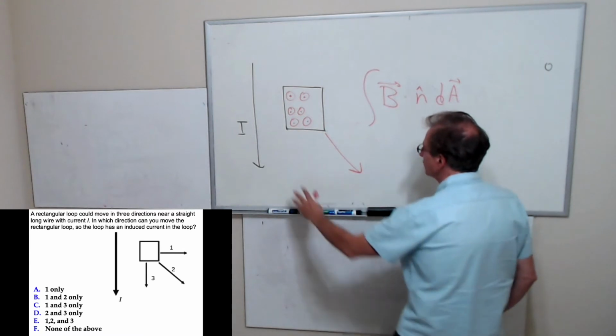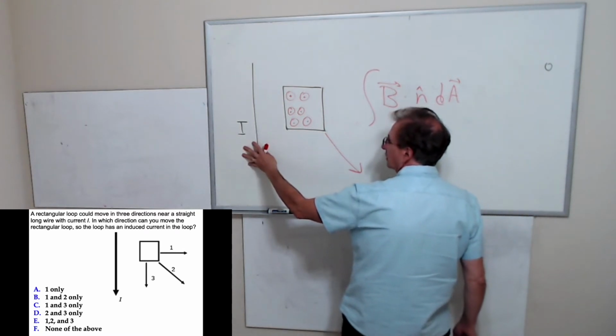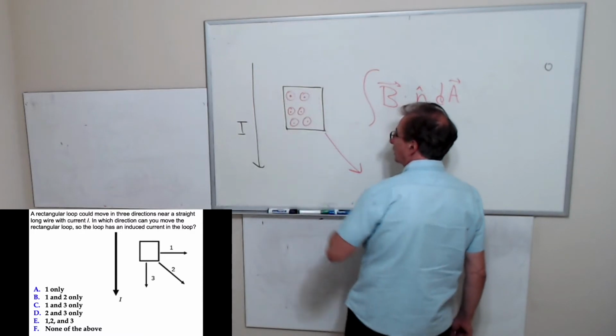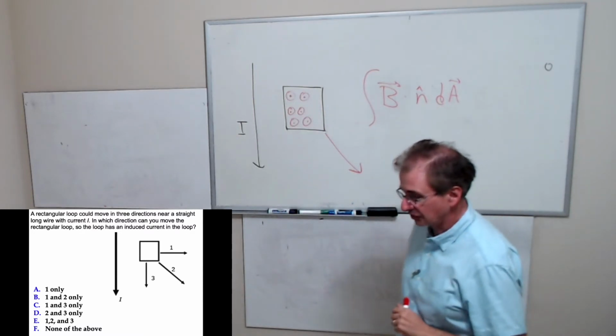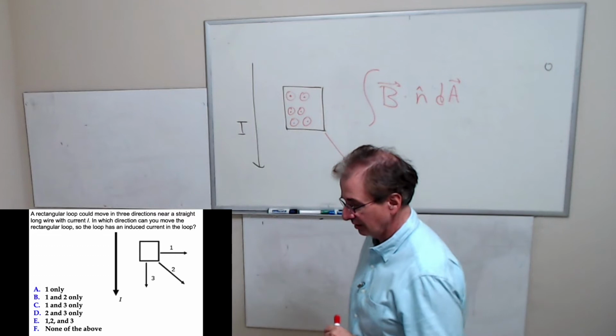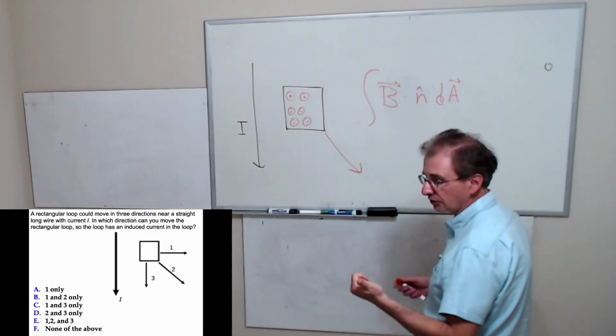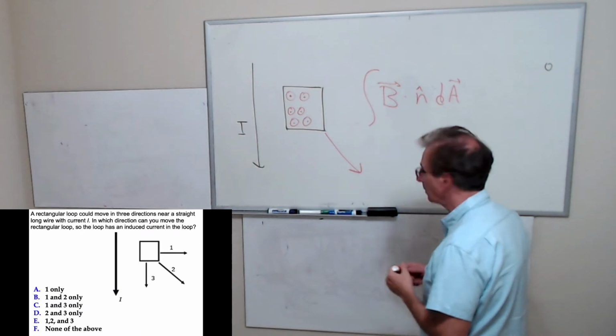You're still moving further and further away from this wire. So that means that the flux is changing, which means that you will still have an induced EMF. So 1 and 2 are true. Now, what about number 3?